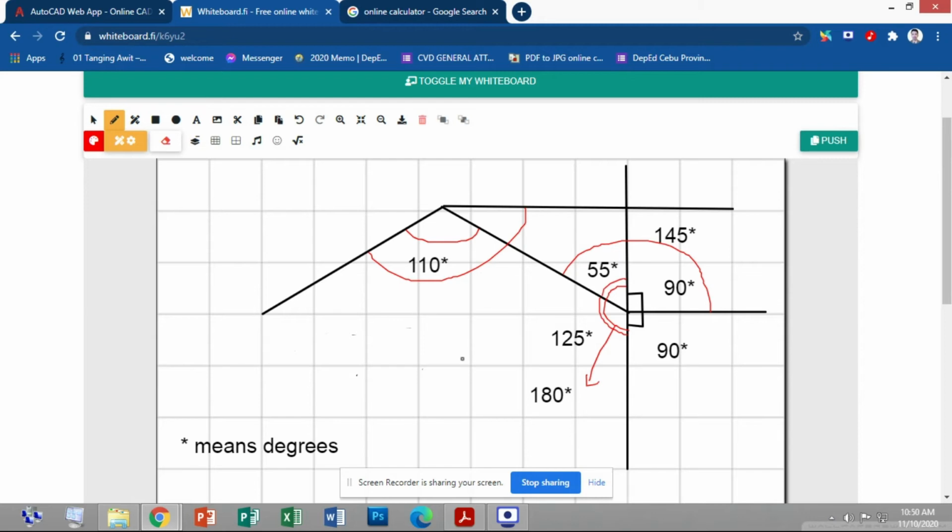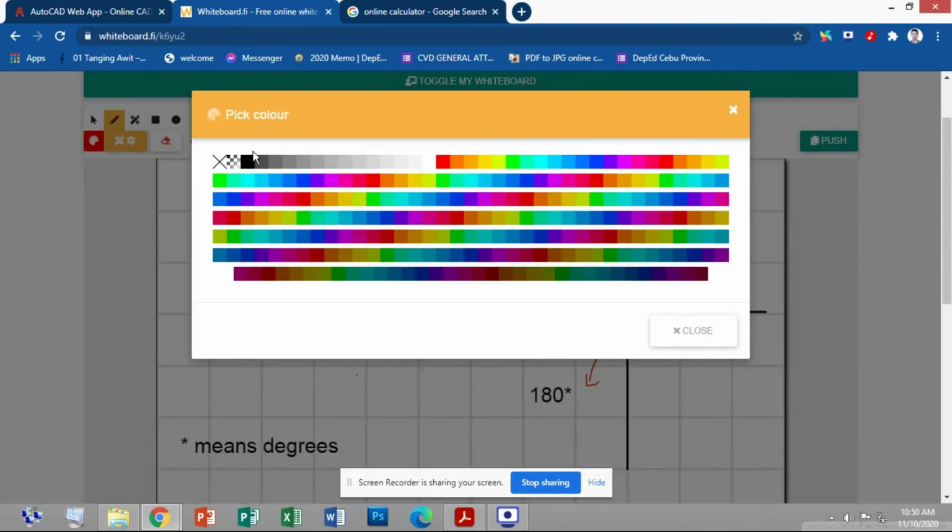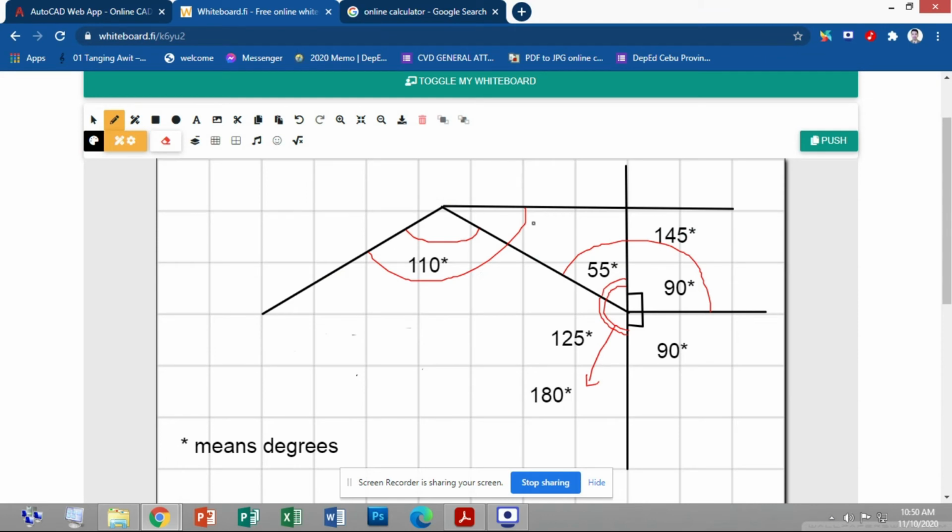Yan yung problema natin. Now, itong side na ito, 110. So, itong angle na dito, 110. So, ang problema na lang natin is this one. So, yung angle natin dito, ito. Ano ngayon yan? Okay?